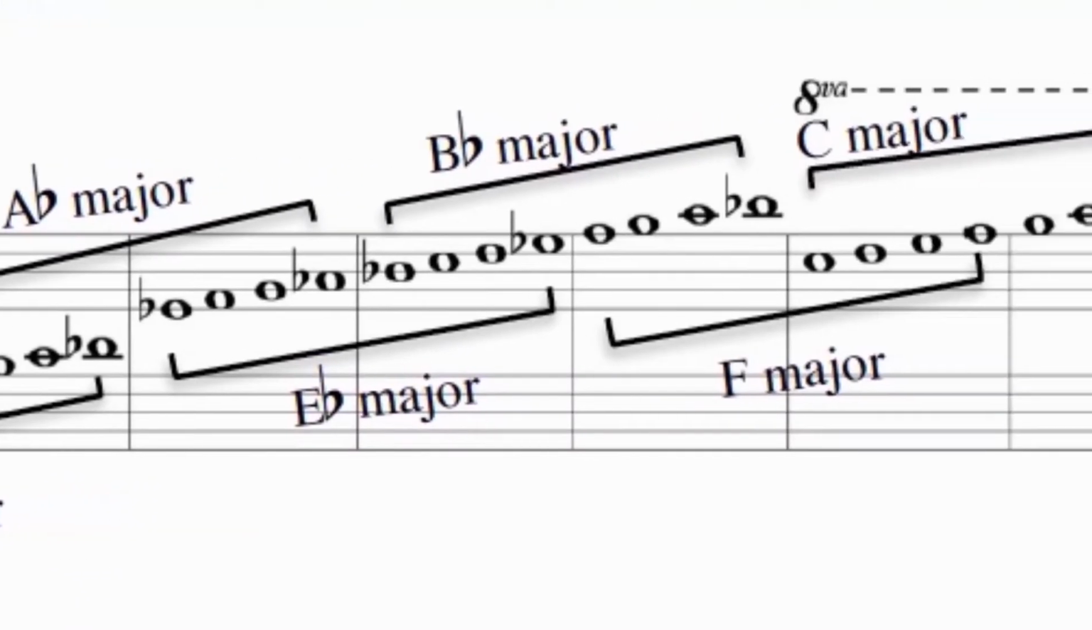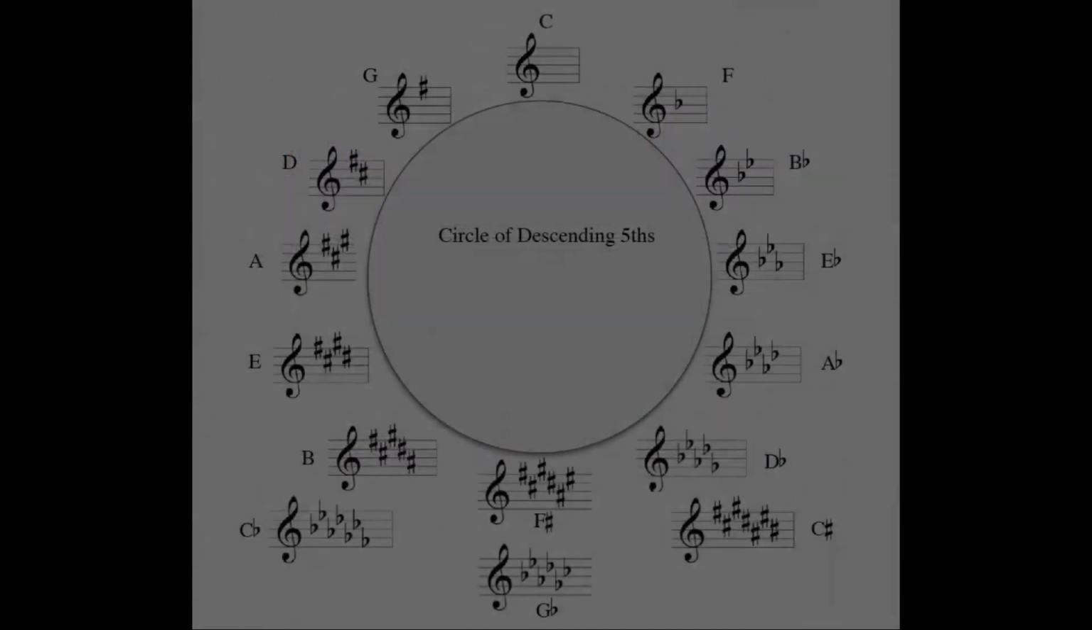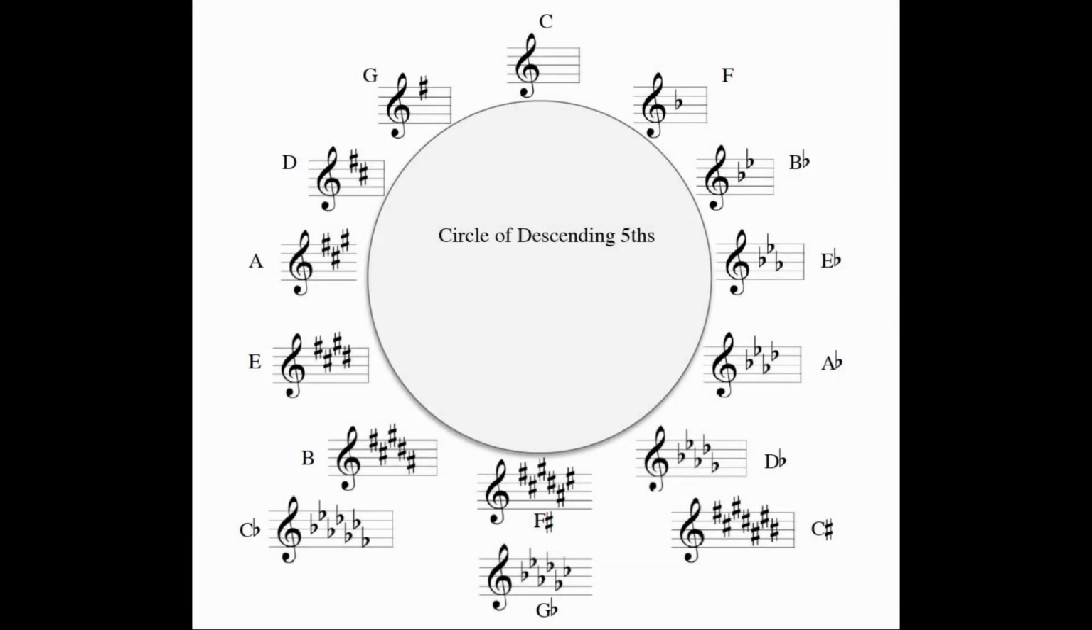And for this reason, we can construct a circle of fifths. That is, a chart that lays out these key relationships. It is called a circle of fifths because moving from one key to the next requires moving up 5 letters of the alphabet.